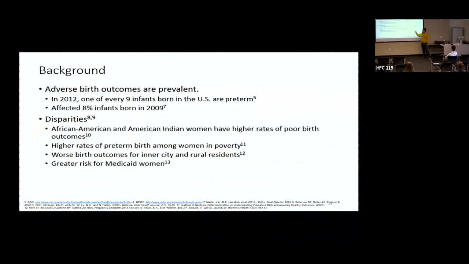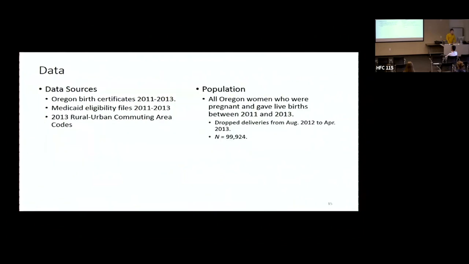In the literature, we see significant disparity in birth outcomes. African-American and American Indian women have higher rates of poor birth outcomes, as do women in poverty, women living in the inner city, and rural residents, with greater risk especially for Medicaid enrollees. So CCOs, hopefully like prenatal care, can have a beneficial effect in reducing this disparity in the US population.